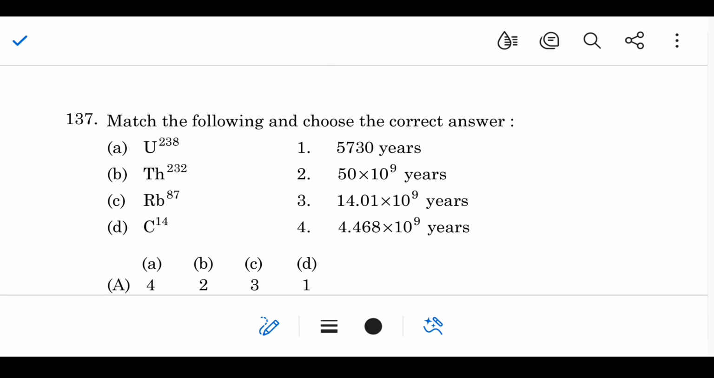Match the following, choose the correct answer. Okay, we have seen this: the carbon radioactive isotope's half-life is one of the important questions.